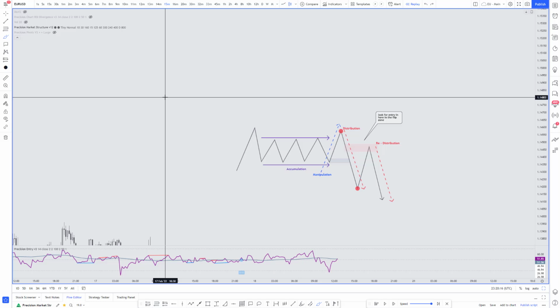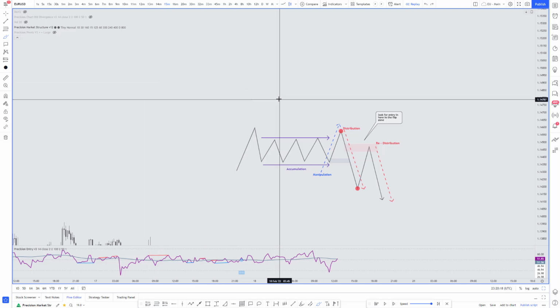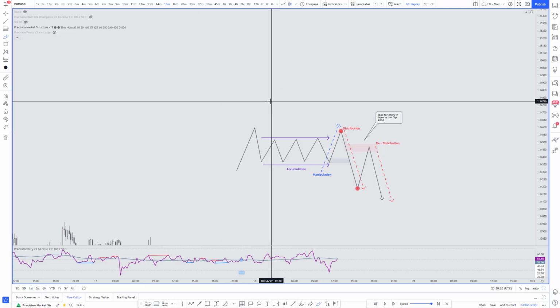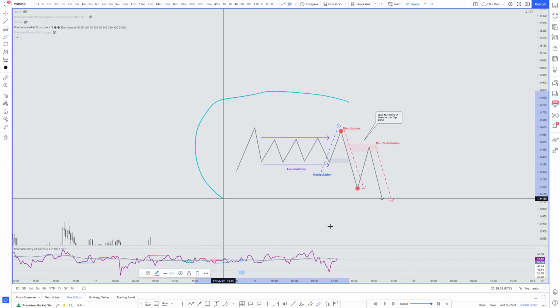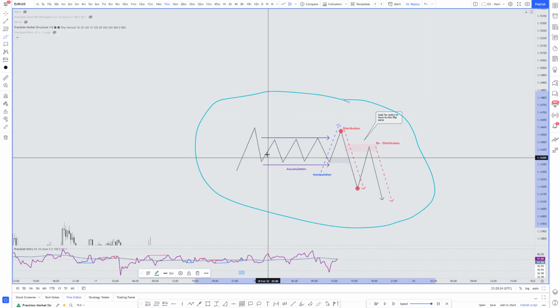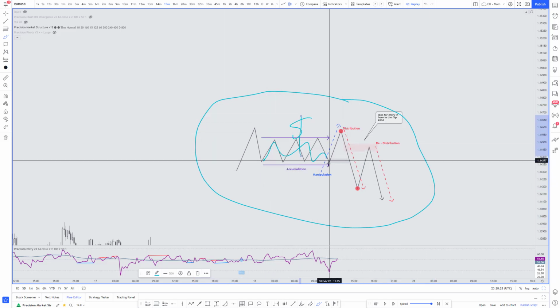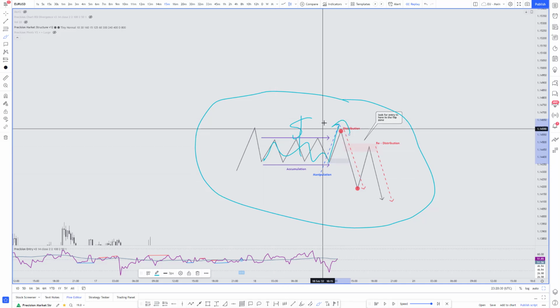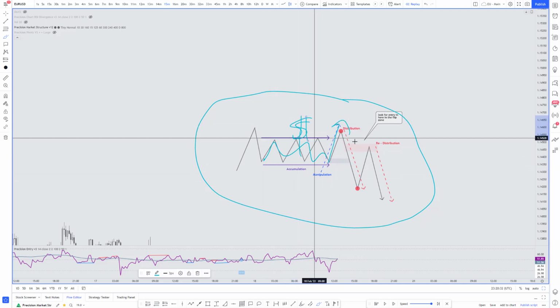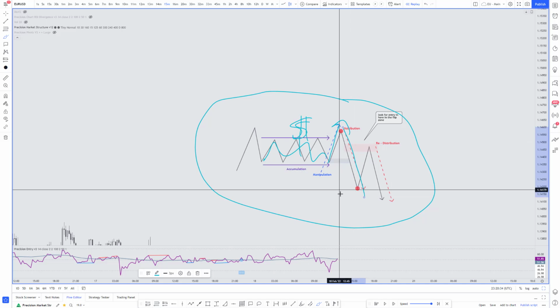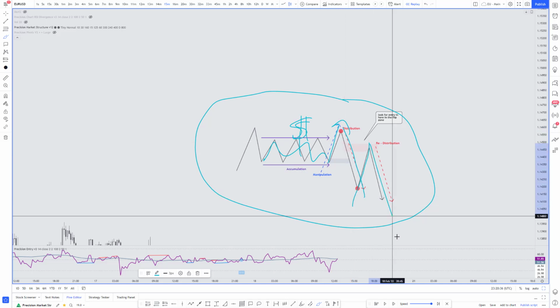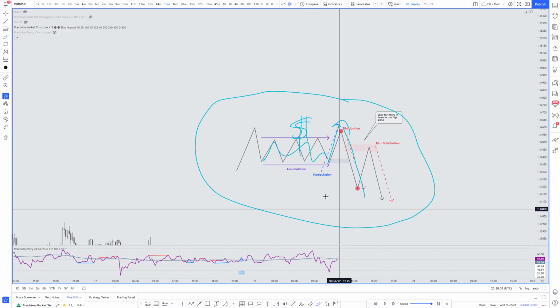So rather than the whole complex Wyckoff schematic and all that stuff, this is the simplified schematic. You have a range, liquidity's run, the market's manipulated by the banks. They grab this last bit of liquidity to fill their orders. They break out of the range. They mitigate their range. They leave. That's the concept.